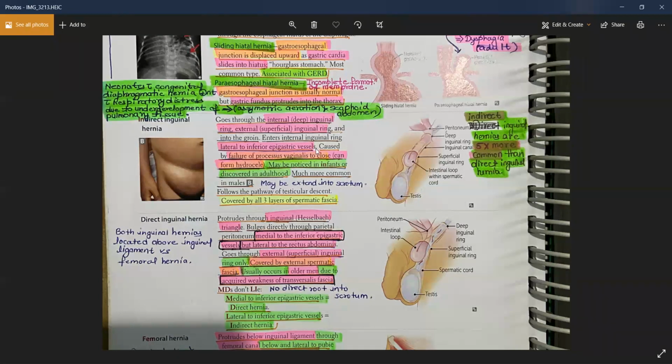It happens because of a failure of processus vaginalis to close. Does anyone remember what is the function of this processus vaginalis? Helps in the descent of testis. Okay, and then what structure do they form? I don't remember that. Tunica vaginalis. Exactly, tunica vaginalis, which is the outermost covering of the testis. It is formed by the processus vaginalis.